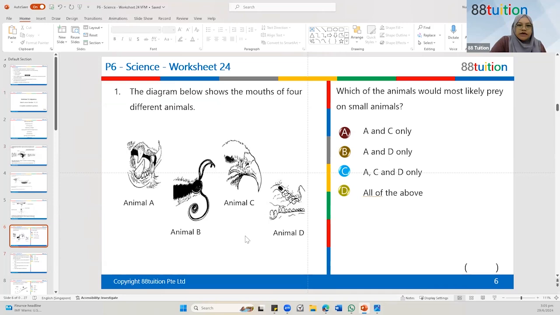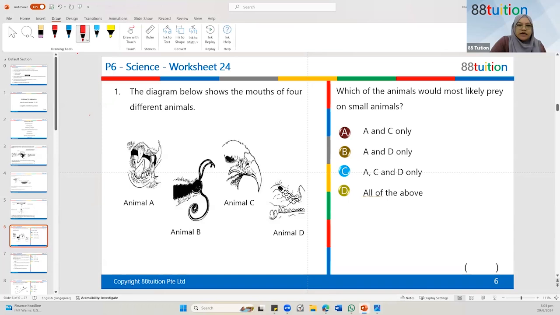The diagram below shows, I hope you guys are ready. I repeat again. Okay, the diagram below shows the mouths of four different animals. Which of the animals would most likely prey on small animals?